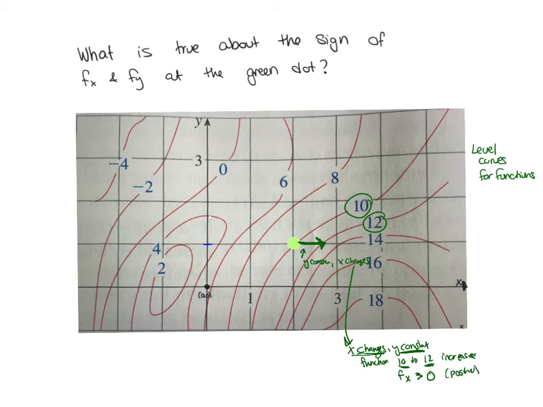Now let's go the other way. If I think about moving from this green dot and going straight up, my x is constant, my y is changing. So I'm thinking about the partial derivative of f with respect to y, and my function values are going from 10 to this next line, which is 8. So they're decreasing. If the function is decreasing, that derivative should be less than 0. So my fy is less than 0 here, but my fx is greater than 0.